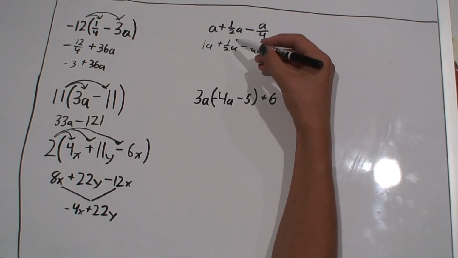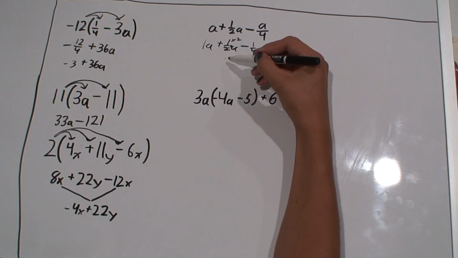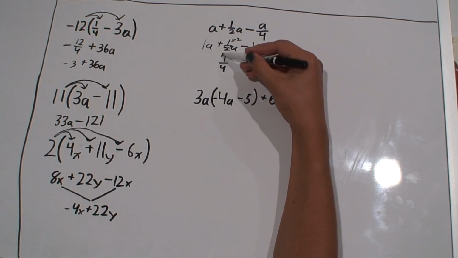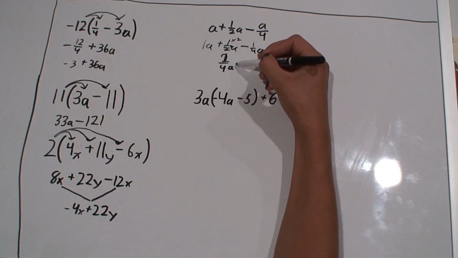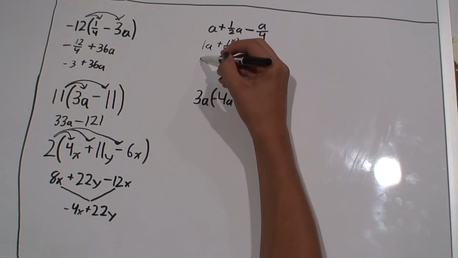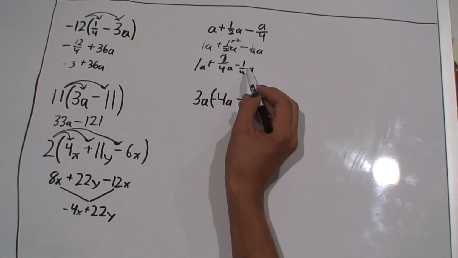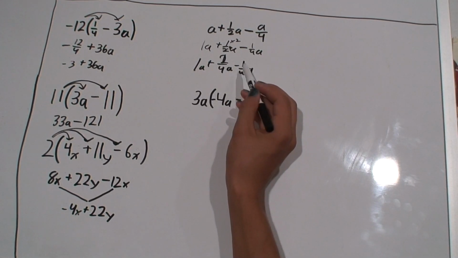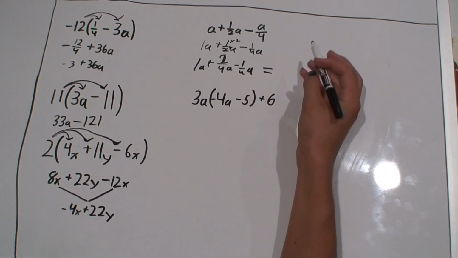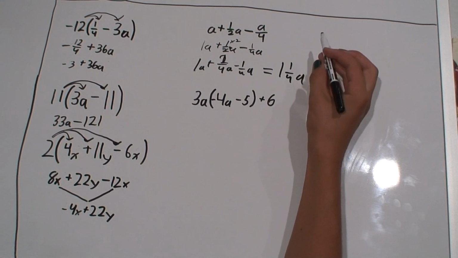So 2 times 2 would be 4. You do the same to the bottom, same to the top. 2/4 a minus 1/4 a. We have 1a plus that. So 2/4 a minus 1/4 a is 1/4 of a, plus 1a, we would get 1 and 1/4 a.